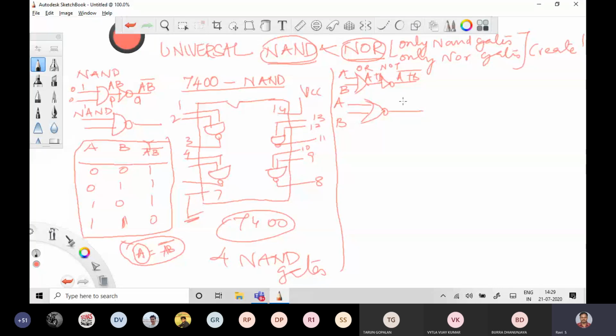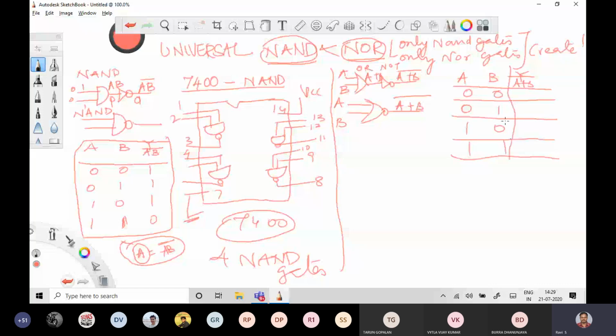If you write the truth table for this, A, B, Y, A or B whole bar, 0, 0, 0, 1, 1, 0, 1, 1. For OR logic, if any one of the inputs is 1, you will get the output as 1. But here there is a complement. Let me put 0, 0 here. If 0, 0 is applied, OR will give the output 0, but the inverter will give the output 1. So for 0, 0 the output is 1.